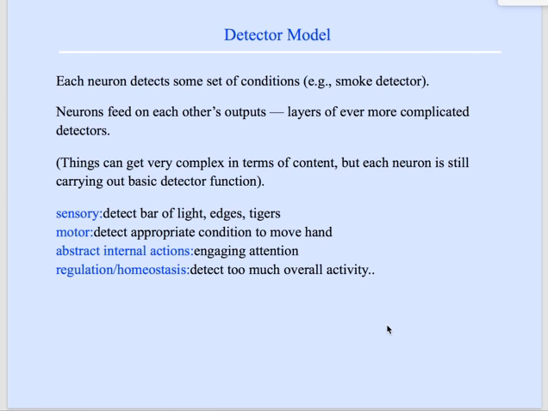And so you can think of, like in sensory or visual systems, the brain starts out with pixels or dots on the retina, then we detect bars of light. Then you have detectors that can take the bars of light and create edges, and then at several layers higher, you now have cells that can start to detect tigers from all the information about the edges. In the motor system, the motor system will detect appropriate conditions or places to move the hand. You have abstract internal actions or abstract internal semantic representations, and other kinds of representations as well in other parts of the brain.